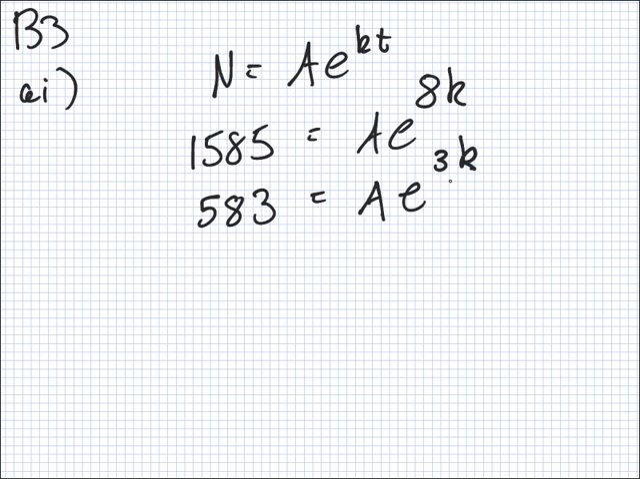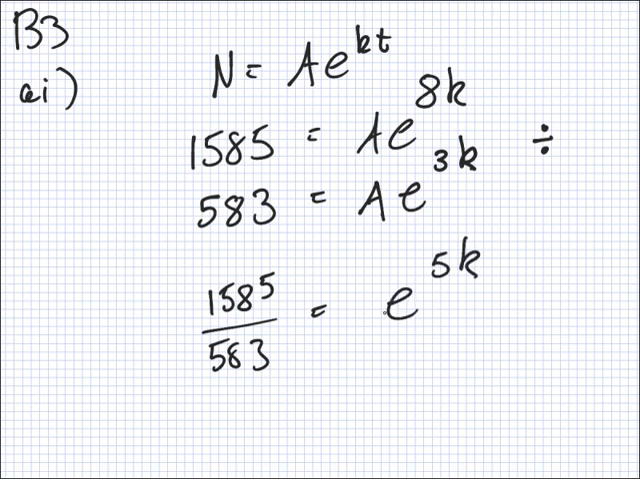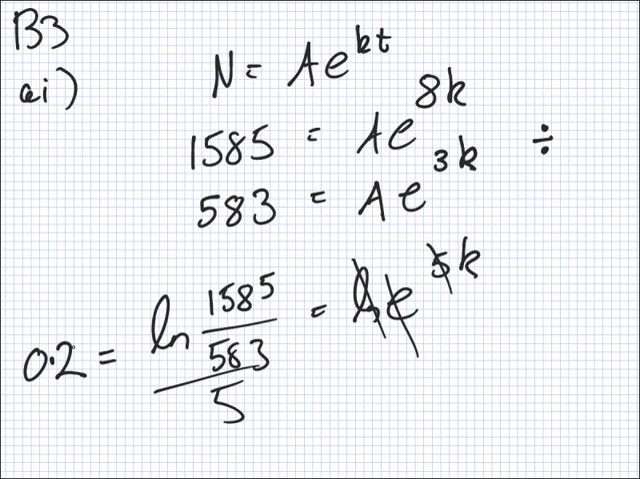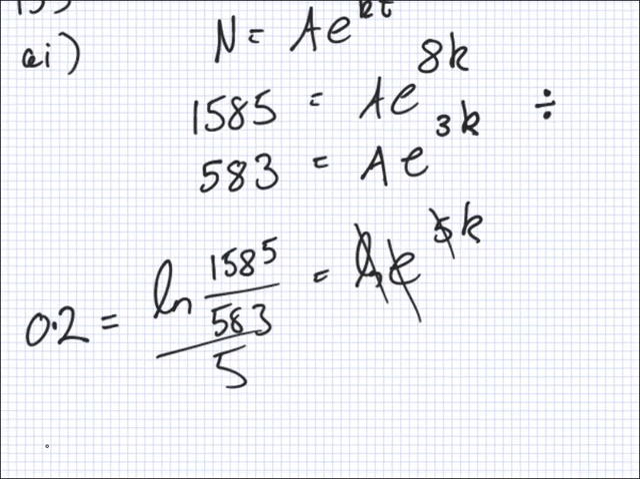Elimination. So what's the best way to solve? By dividing. So you have 1585 over 583 equals A e^(8k) over A e^(3k), and A cancels. e^(8k) divided by e^(3k) is e^(5k). And I cancel e with log, so I have 5k. Then I divide by 5 and I get 0.2. Find the number of bats at the beginning.